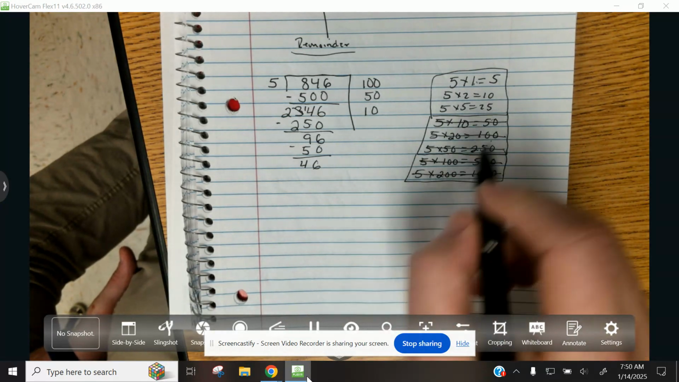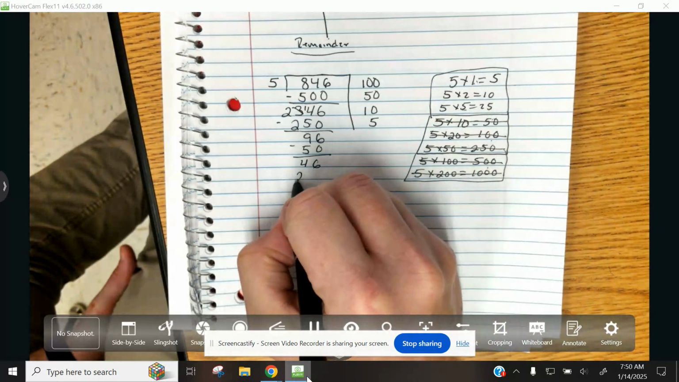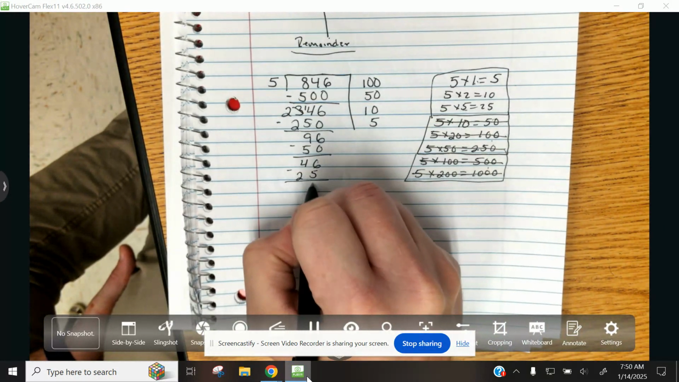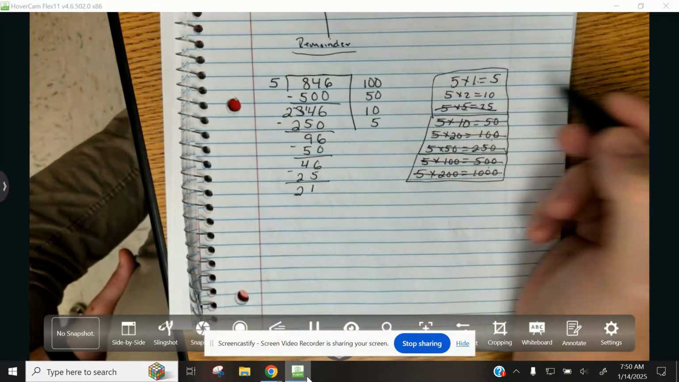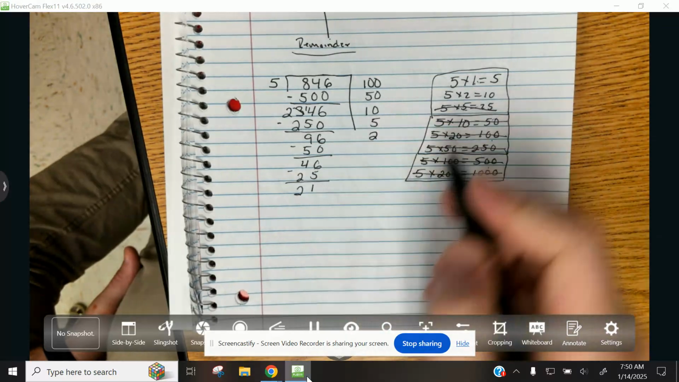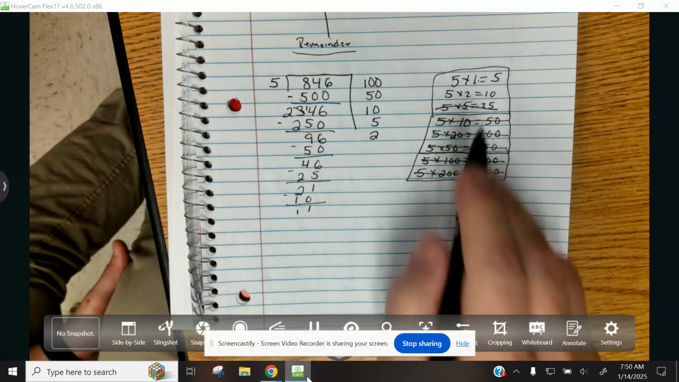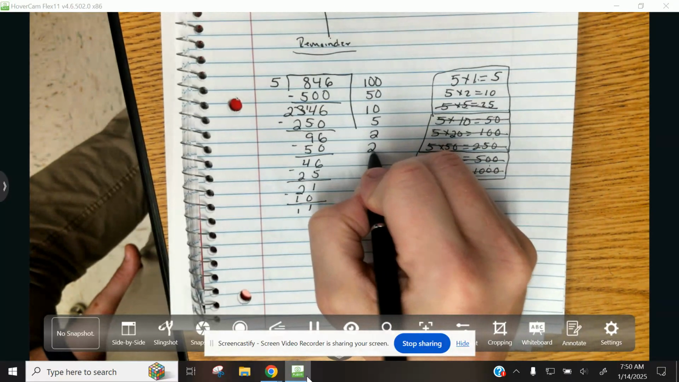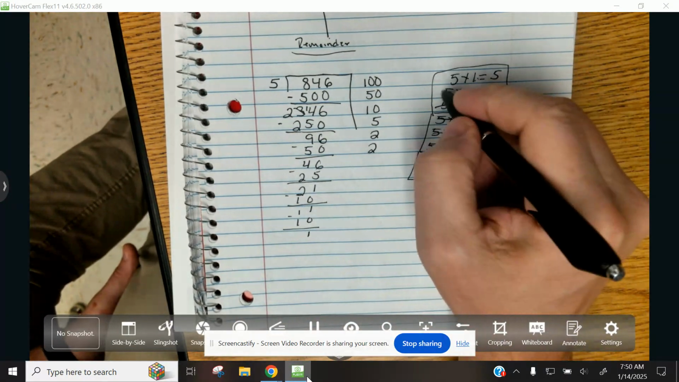I'm going to use 25, and I made 5 groups. So again, lining them up, I'm going to do 25, subtract. I have 1, 2. Now I'm left with 21. Okay, now I'm going to do 10. So I have 2, and I do 10, and I subtract, and I have 11. I see I can use 10 again, so I'm going to use 2, 10, and now I'm left with 1.